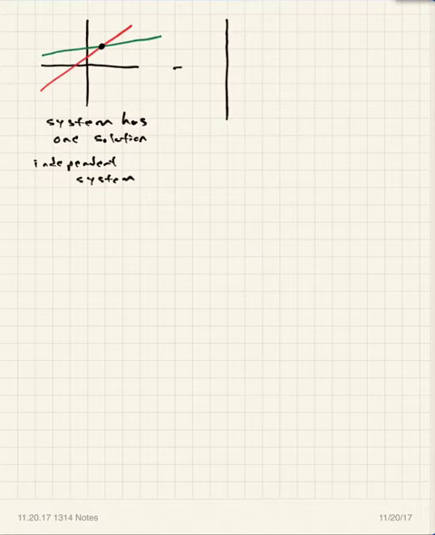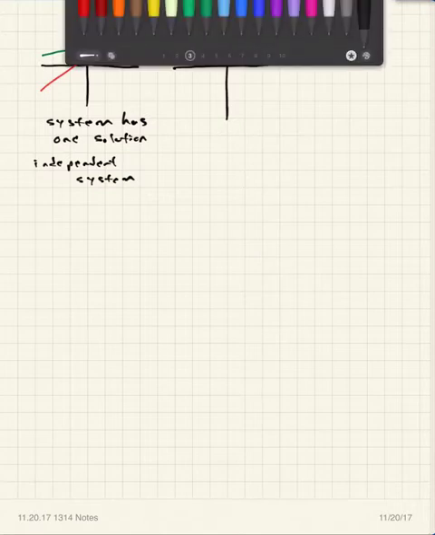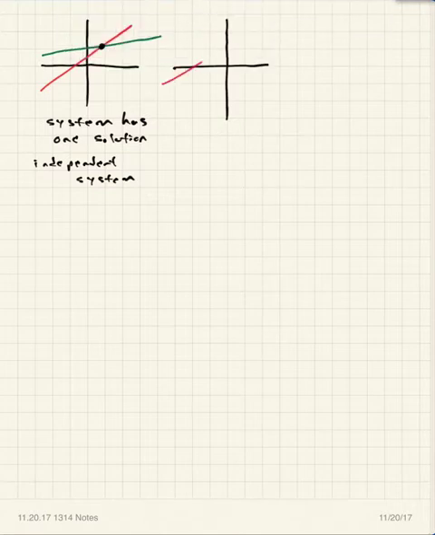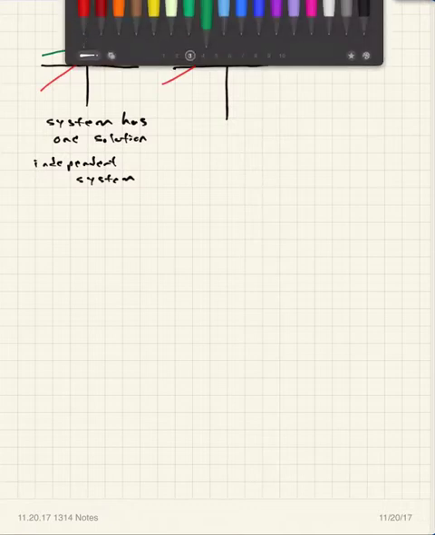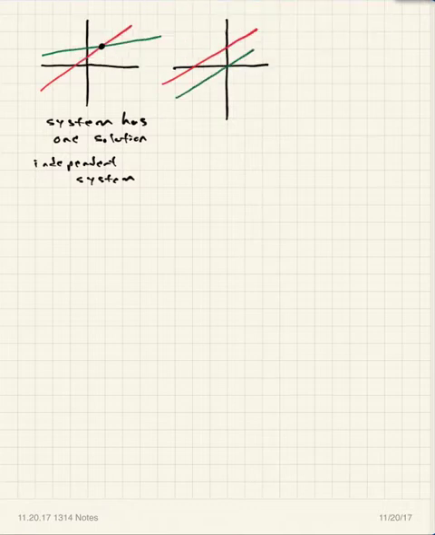Since you're talking about looking at where two lines intersect, though, another possibility could be that the two lines actually are parallel, that they never intersect. Right? And so in this case, the system has no solution. This is sometimes called an inconsistent system.